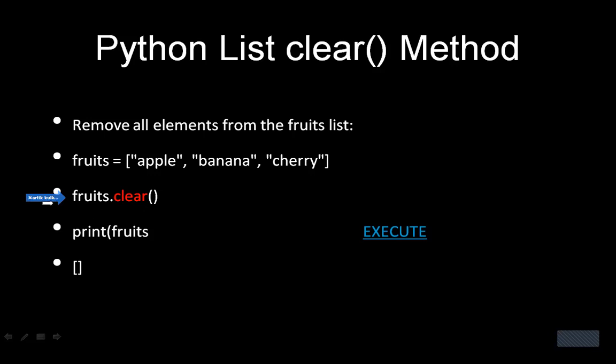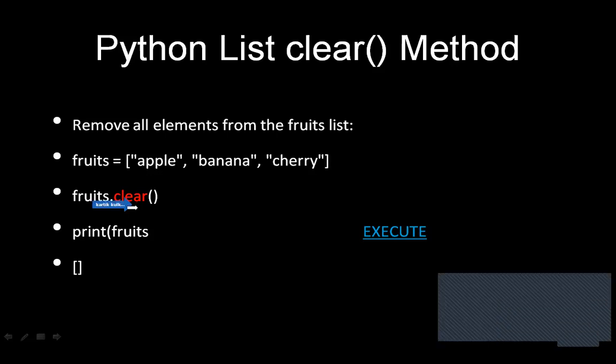This is the most important statement you need to know, because this is what we are learning in today's class: how to use the different types of methods in the list. What is the method I am using here? Clear. I told you before the syntax of using a method: list name dot, and then the method name. Here I have used the method name as clear.